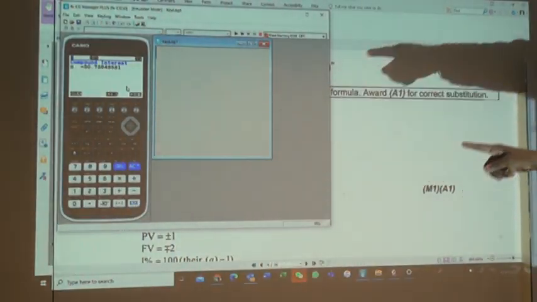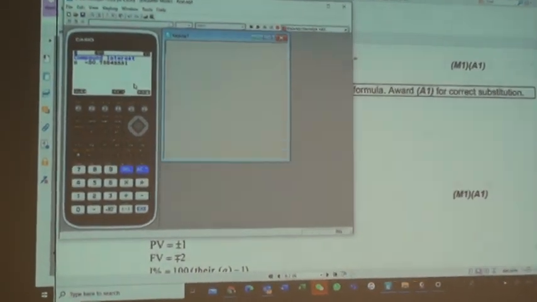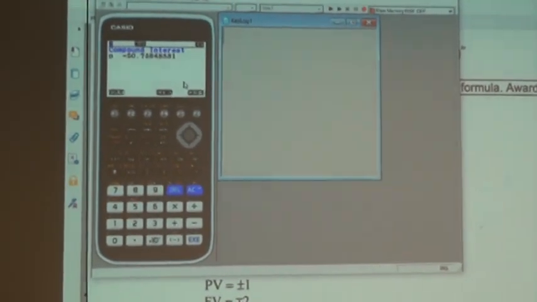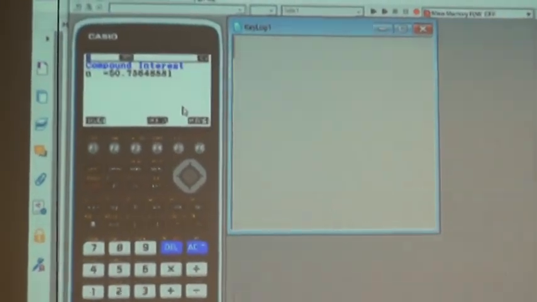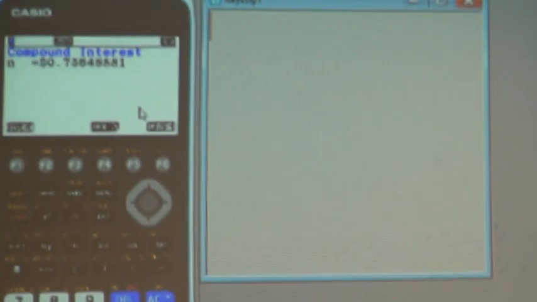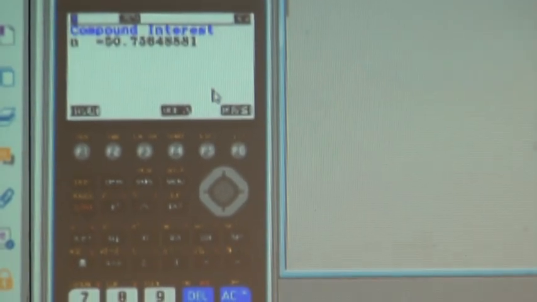Can you zoom in into this, miss? Did we get that? It's the number of periods. Do you want me to go over that again, or is it okay for everyone? Is it okay? All right.